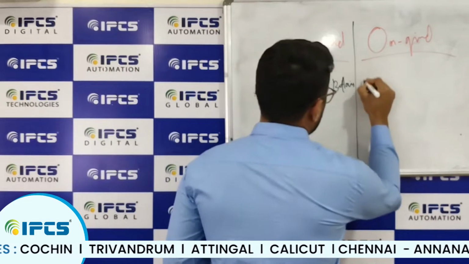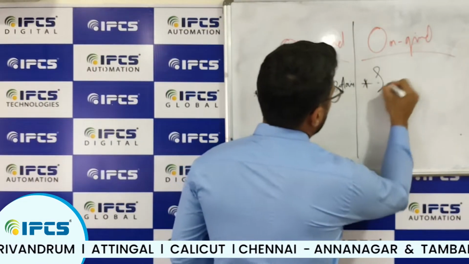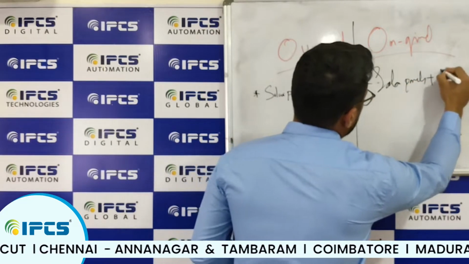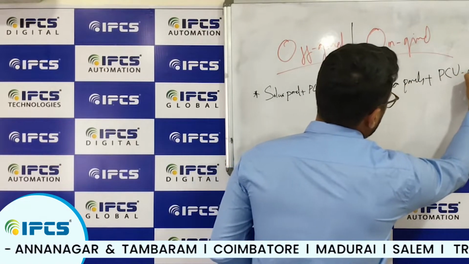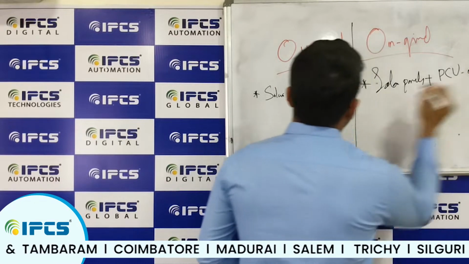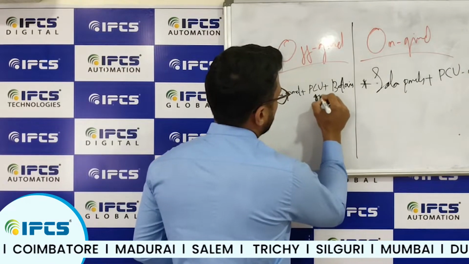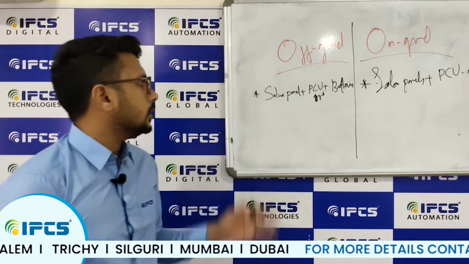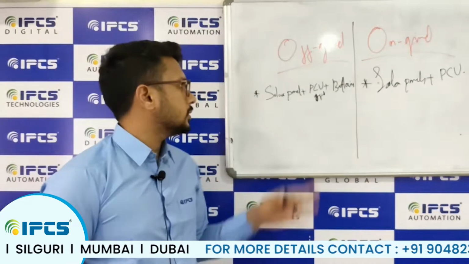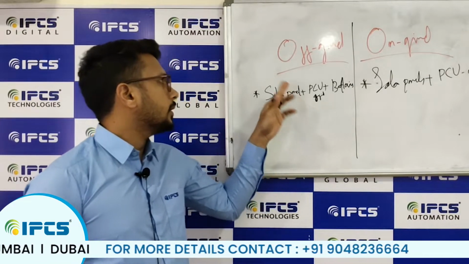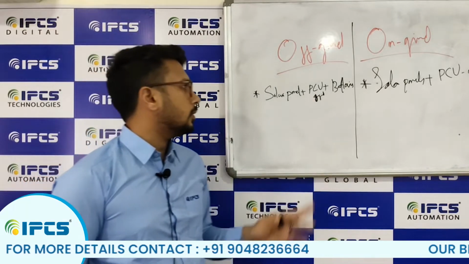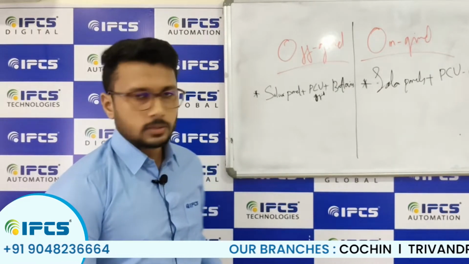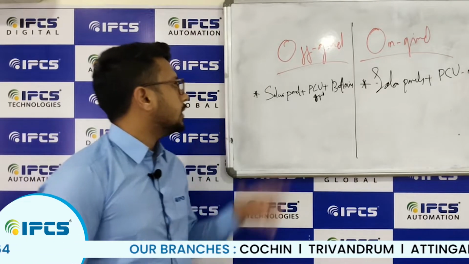While on-grid will have only solar panels and PCU. When I say PCU, here it's an on-grid PCU, and here it's an off-grid one. So we can't use on-grid and off-grid without looking into the different systems. If you are suggesting an off-grid solution, then you need to go with an off-grid PCU. On-grid and off-grid inverters or PCUs are different, and that's a main difference.